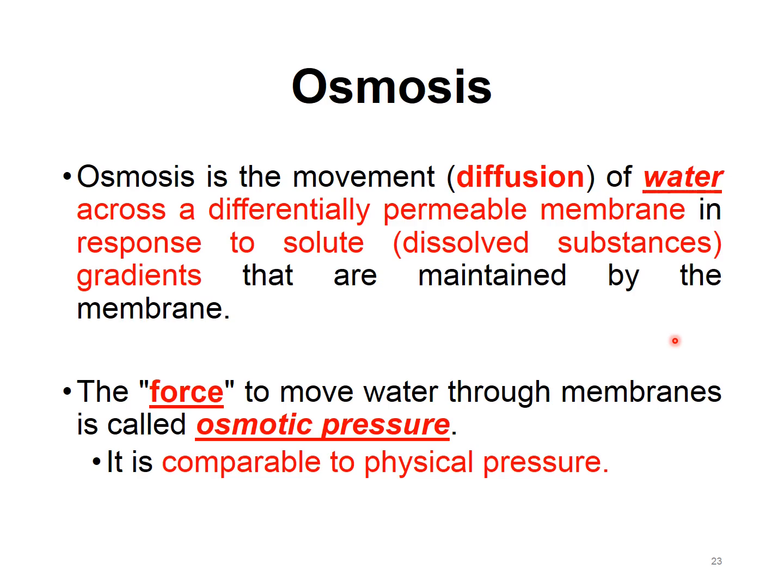And in osmosis, the water, the solvent molecule, is actually what is moving, not the solute molecules. And the force to move the water through the membrane is called osmotic pressure. القوة اللي بتدفع الووتر مولكيولز إنها تتحرك عن طريق الممبرين دي هي اللي بنسميها الأوزموتيك بريشر، وده actually عبارة عن physical pressure بنطبقه على الممبرين.